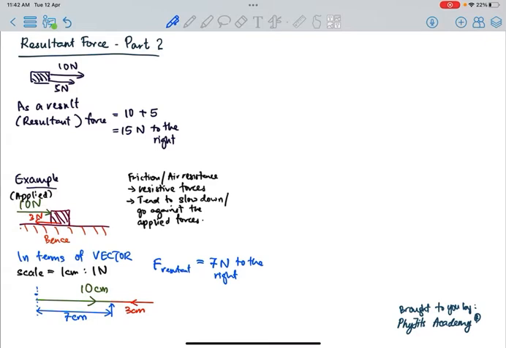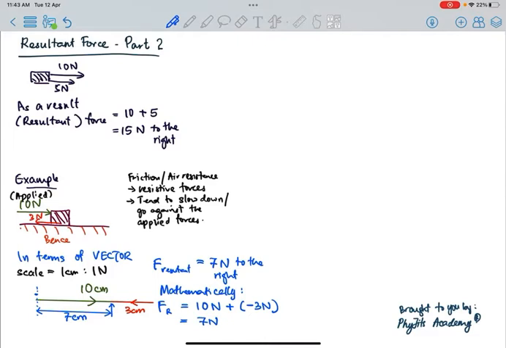Right? By using mathematics, we can also do this as F resultant. I will use a subscript R for the resultant, which will be equal to: we have a 10 Newton force which is acting forward, and we add a 3 Newton force which is acting backwards. Since it is acting backwards, a negative sign is added. So as a result, you will get a 7 Newton force, and it is a positive value. So positive represents to the right.